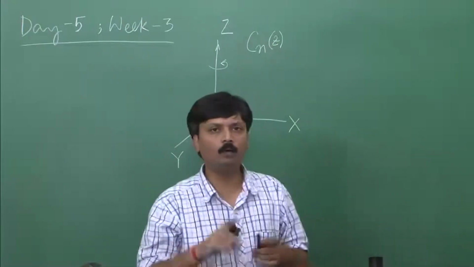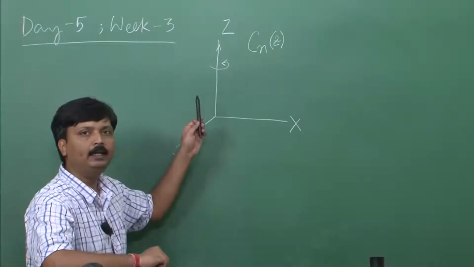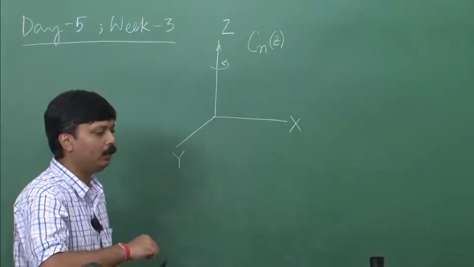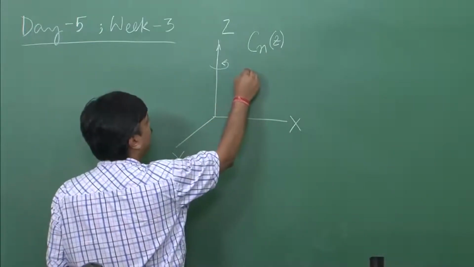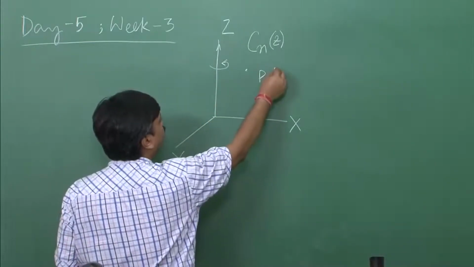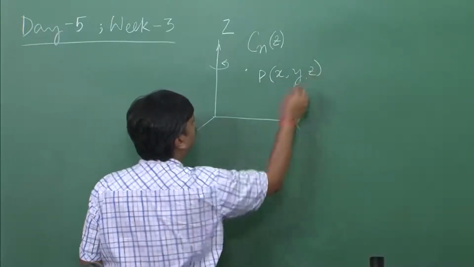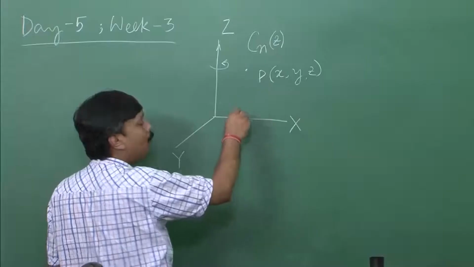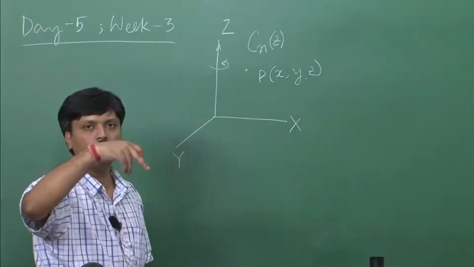So now one thing is pretty clear from this assumption, that if I take any general point here in this space, say I take a point here which is P having x, y and z coordinates like before, then no matter what angle this Cn rotates.